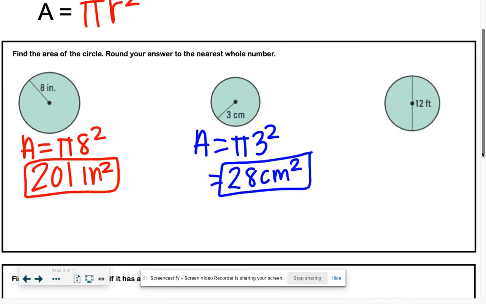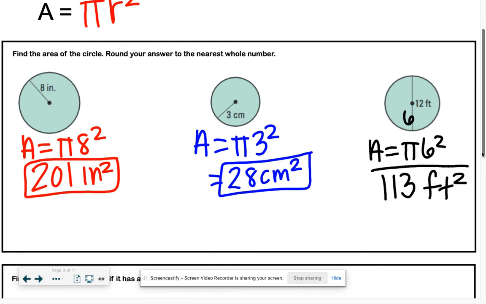And our last one, careful, what's your radius? 6. You won't make the same mistake twice, will you? Yep. Go 113. Inches squared. Oh, close though. It's inches squared on all. Yeah, I got 113. Now you're good? All right.